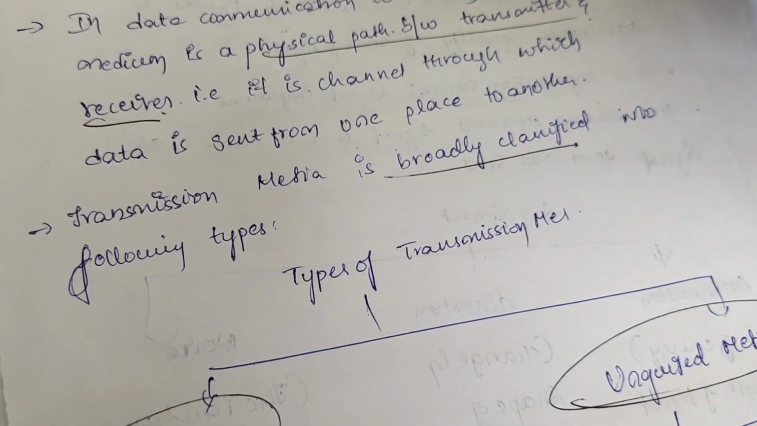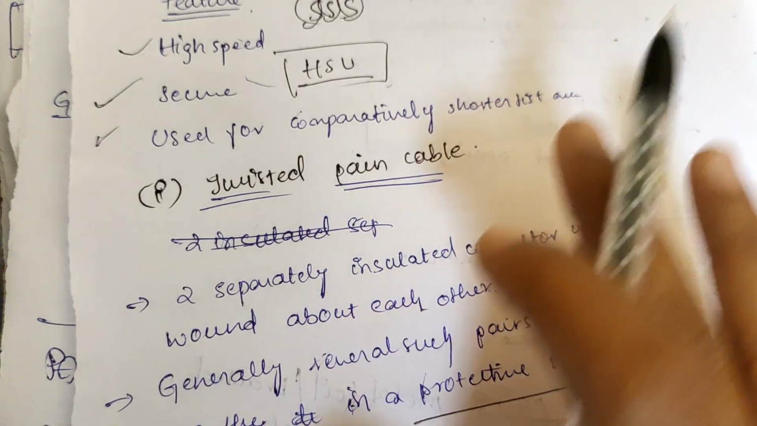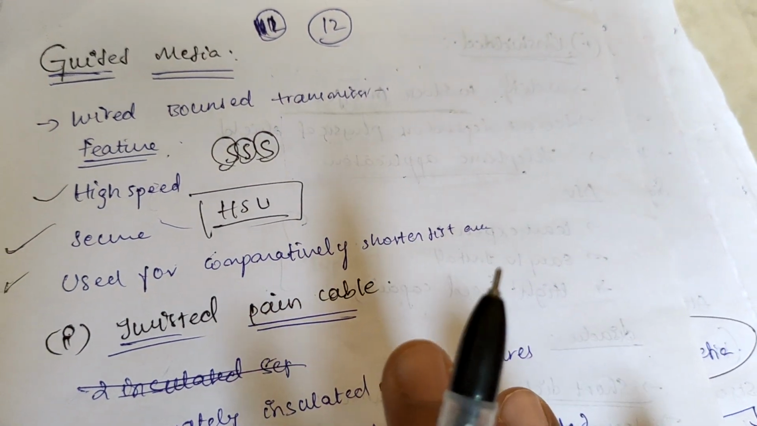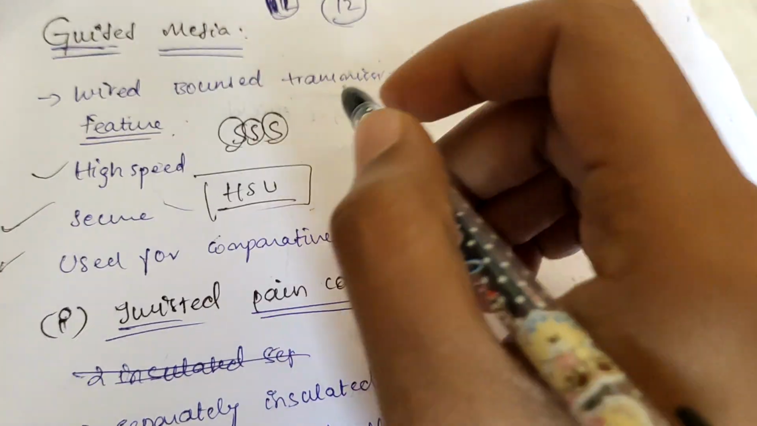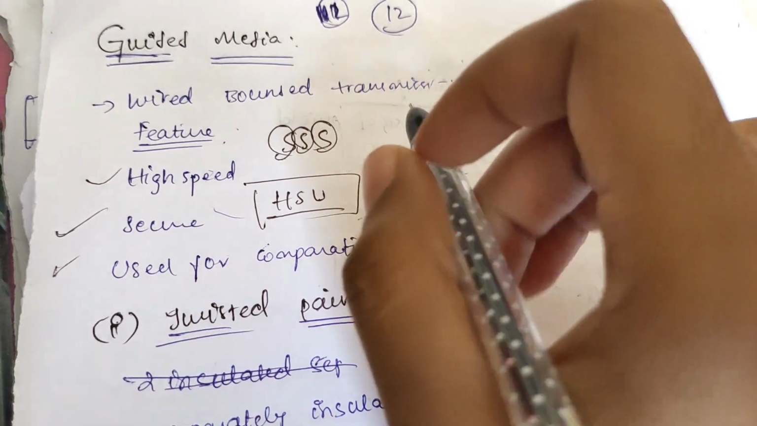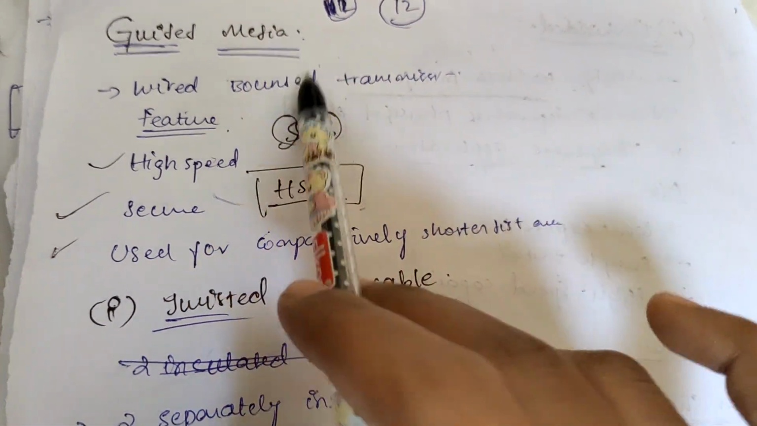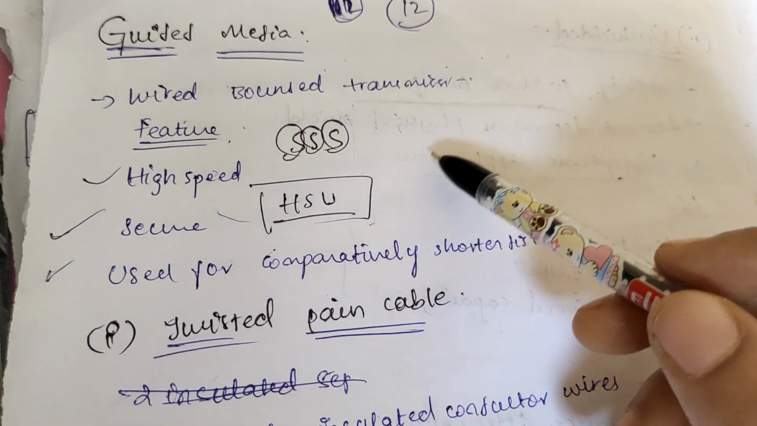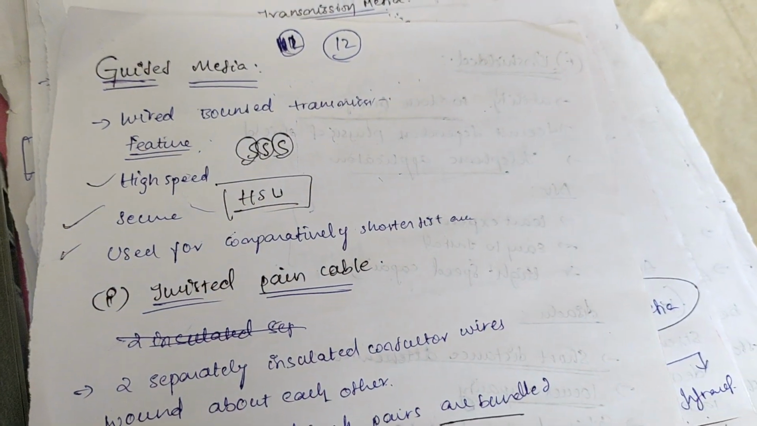So what is guided media? Let us know about guided media first of all. This is one type, one part of the transmission media. We have already learned that we have two types, guided media and unguided media, and the first type is guided media. What is guided media actually? It is a wired bounded transmission. That means it is made up of only wires.